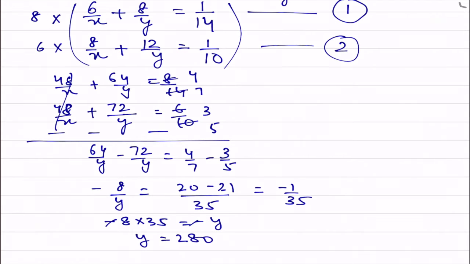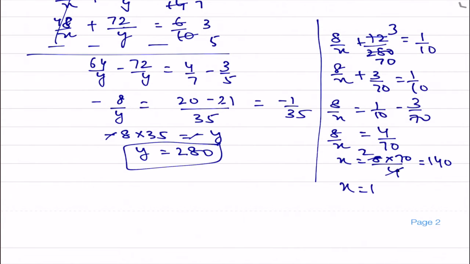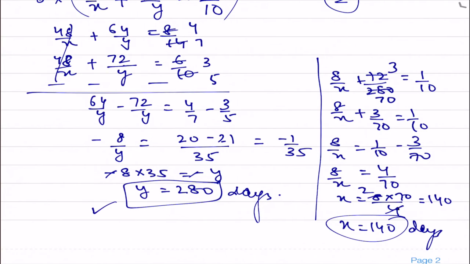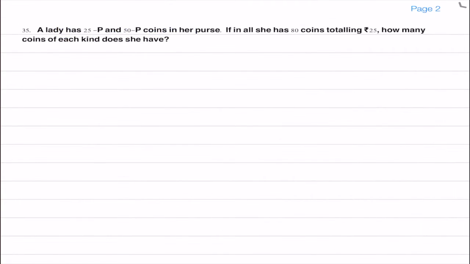After solving both the equations simultaneously, we will get the value of y as 280, and the value of x by substituting this value of y in any one of the equations. The value of x is 140 and the value of y is 280. So children, 1 man can take 140 days and 1 boy can take 280 days to finish the work alone. Now see the next question, children.